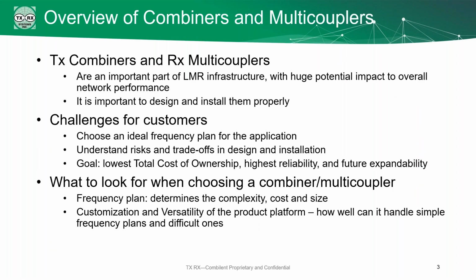Combiners are used to combine transmit signals from multiple radios onto one antenna, and multicouplers are used to take a group of receive signals coming into the antenna and split them into multiple radio receivers. These systems are an important part of any LMR infrastructure, and they can make or break the performance of the network. So it's critical to design and install them properly.